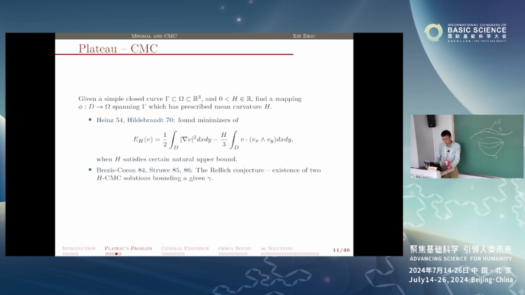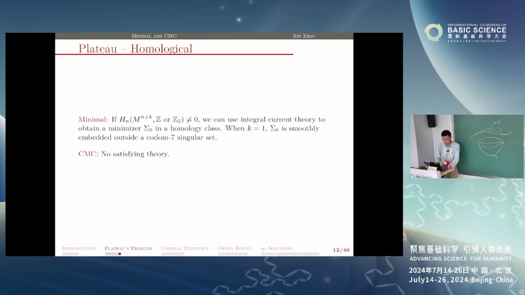So later on, Brezis, Coron, Zhou, and others studied the Rellich conjecture concerning the existence of more than one solution with a given boundary. Well, another problem we sometimes also call Plateau problem concerns the existence of an area minimizer within a homology class. So the minimal case is well known. So we consider an n-dimensional homology class, either with integer or mod 2 coefficients. If this homology class is non-trivial, we can use the integral current theory or geometric measure theory to obtain a minimizer in this homology class.